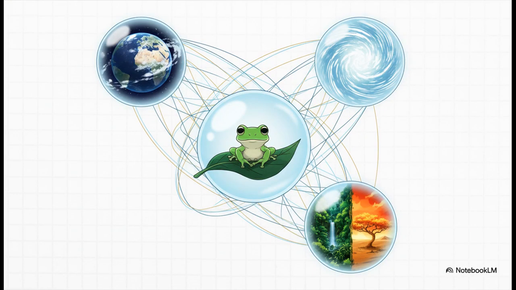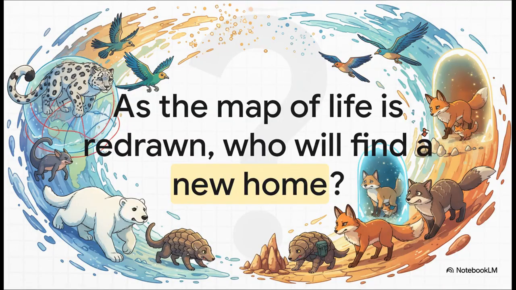So you see, it all connects. The story of that one tiny frog on that one damp leaf is written by the grandest forces imaginable. The 23.5-degree tilt of our planet, the massive currents of our atmosphere, and now by the rapid changes that we ourselves are driving. That right there is what ecology is all about. It's the science of connection. And that leaves us with a final, really urgent question. As this map of life is being fundamentally redrawn right before our eyes, which of its millions of residents are going to be able to find a new home in time, and who is going to be left behind?